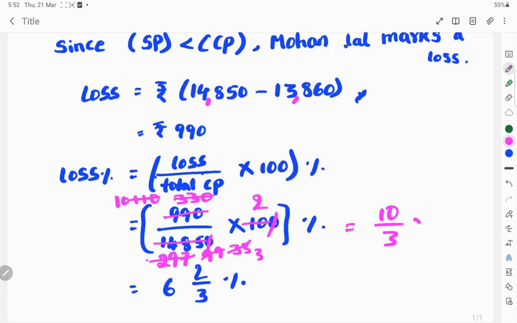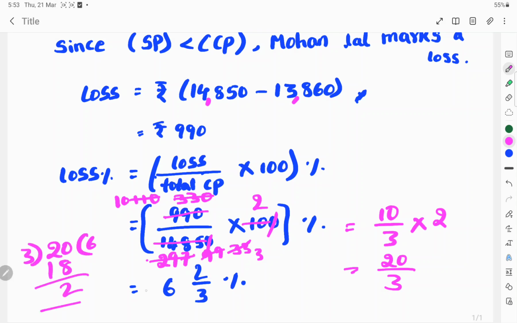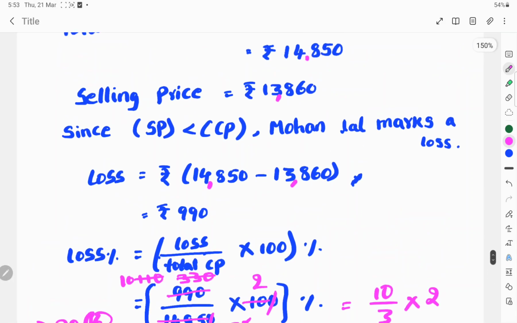10 by 3 into here 2. So 2 10s are 20 by 3. 20 by 3 is divided. So 3 divides 20: 3 6s are 18. So remainder is 2. Quotient is 6. So 6 2 by 3 percent is the loss. Loss percent is 6 2 by 3 percent.